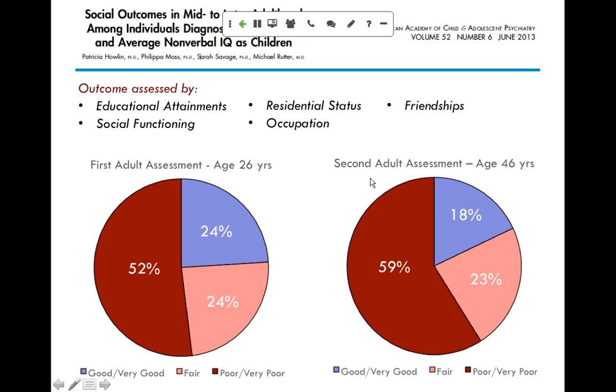And even more sobering, when she followed this cohort up later in life, this percentage decreased to 18%. So something needs to be addressed here because we're going backwards.